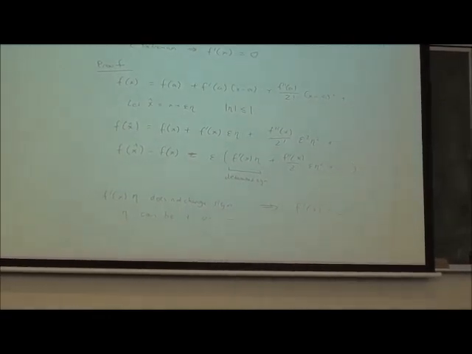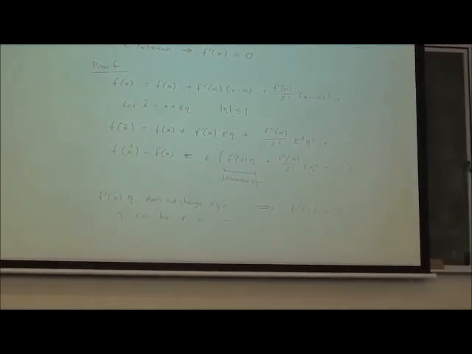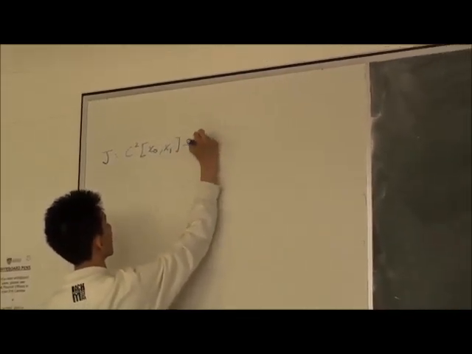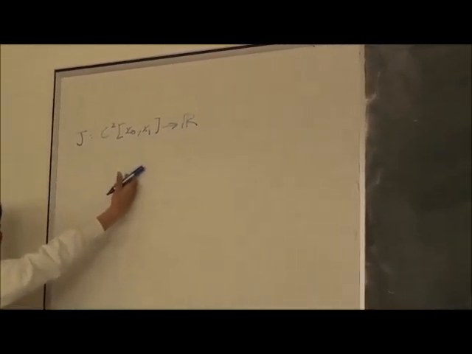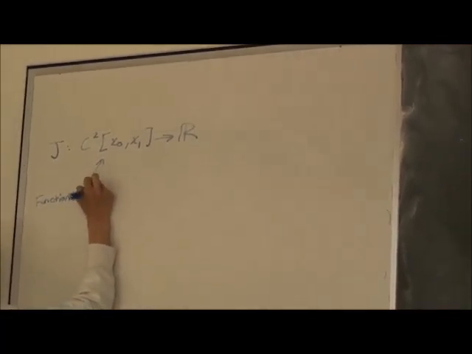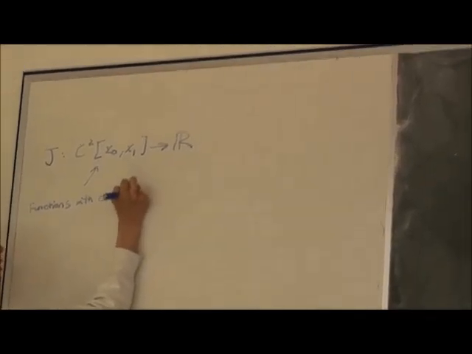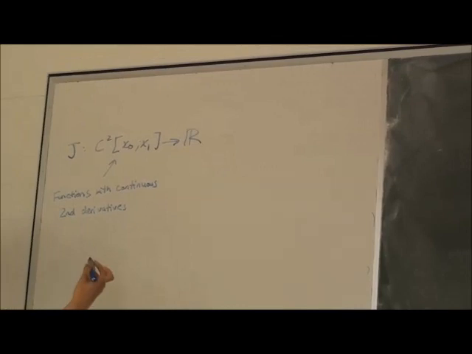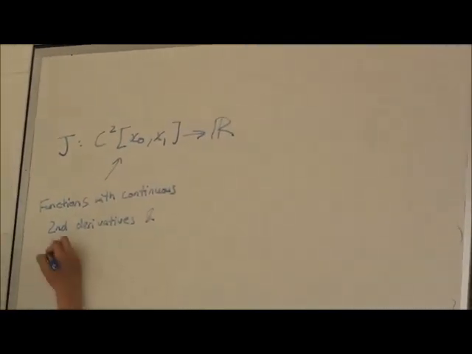So what we want to work with is, let's say we have a functional J, and J has the domain C squared [x0, x1] to the reals. And what this C squared [x0, x1] means is that this is a set of functions with continuous second derivatives. Can everyone see this? Okay. And the [x0, x1] here means that the functions themselves have a domain of [x0, x1].